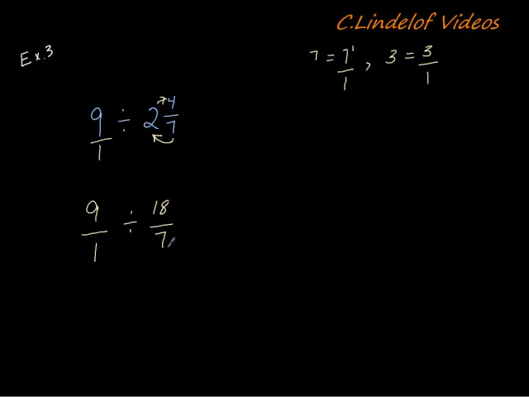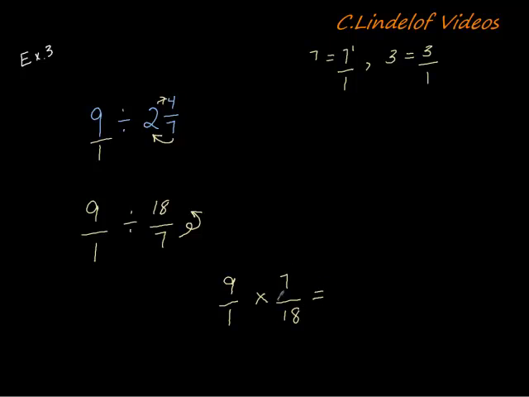And now what are we going to do? Same thing we did before. We're going to take the reciprocal of the second fraction, and we know that reciprocal just means flip the fraction over. So I have 9 over 1. Right? We're going to change our division to multiplication, and instead of having 18 over 7, we're going to have 7 over 18.